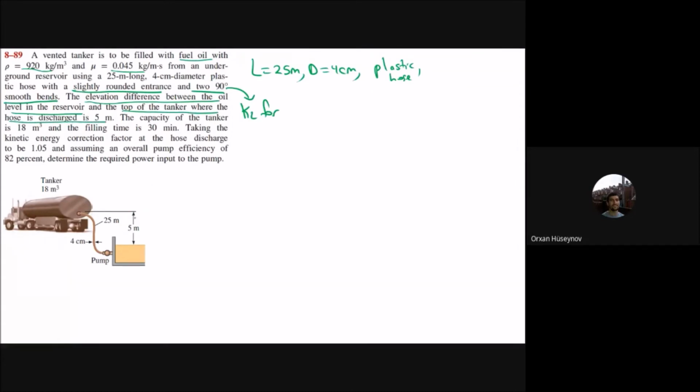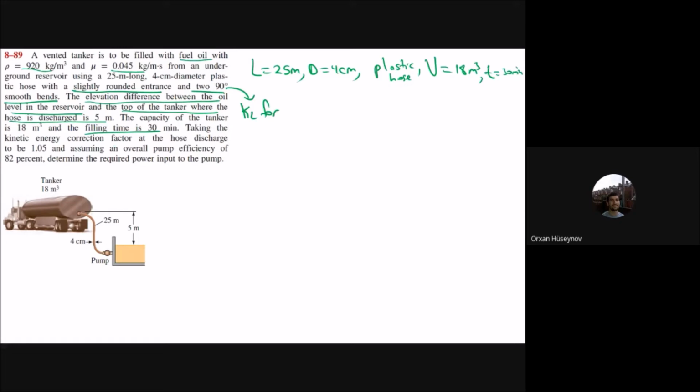You have this 5 meter distance. The capacity of the tanker is 18 meters cube, so the volume of the tanker is 18 meters cube. And the filling time is 30 minutes, so the time is 30 minutes.